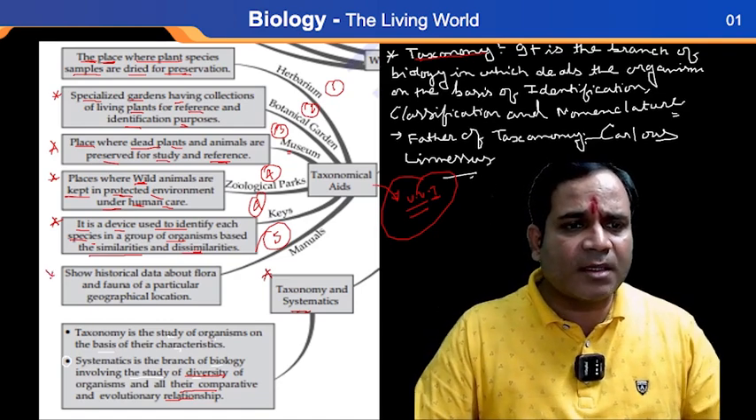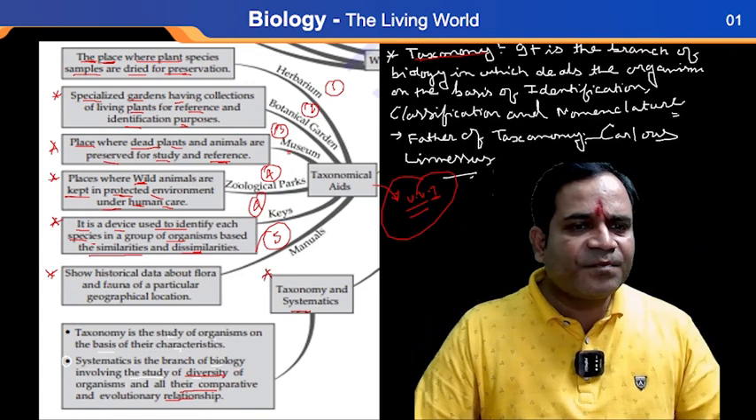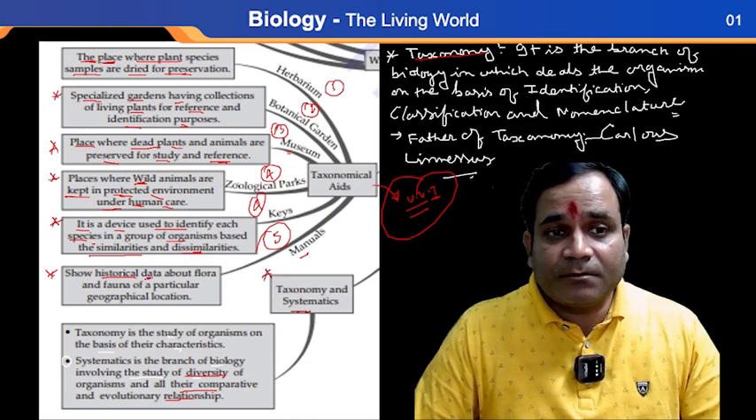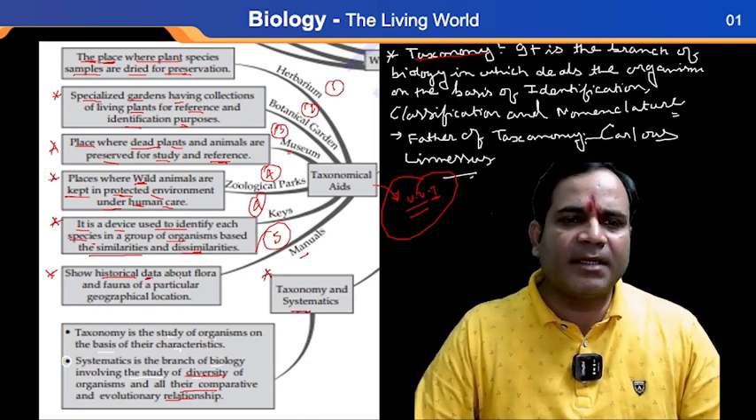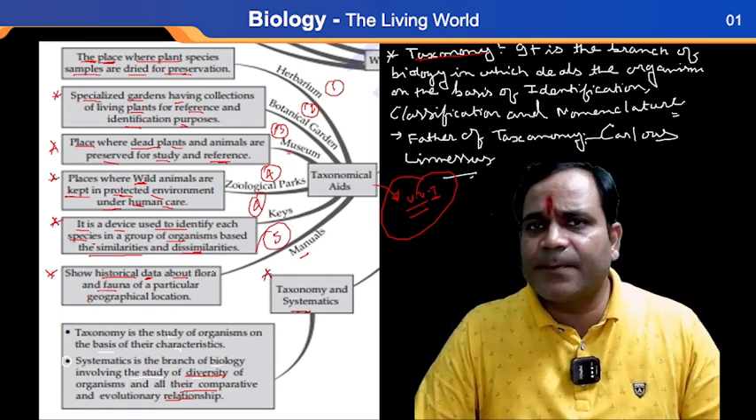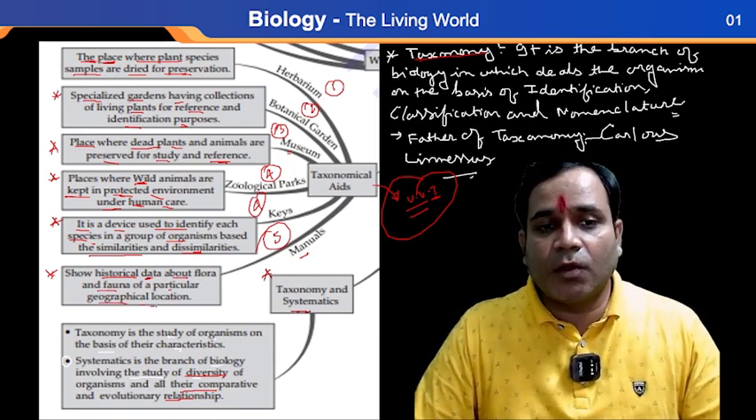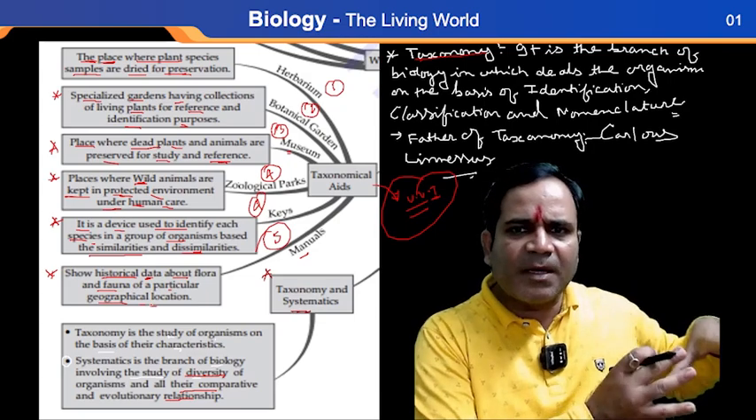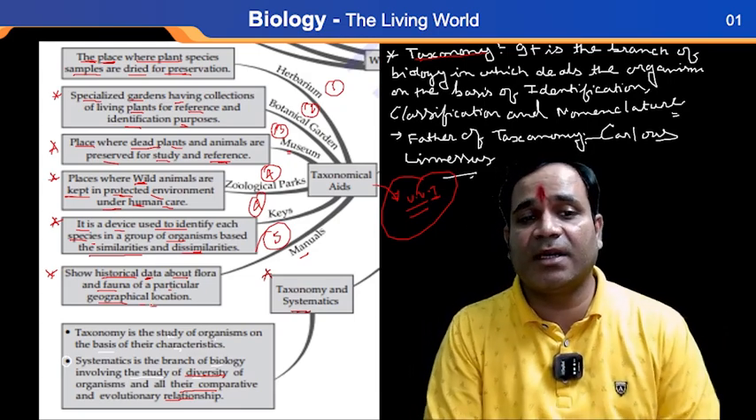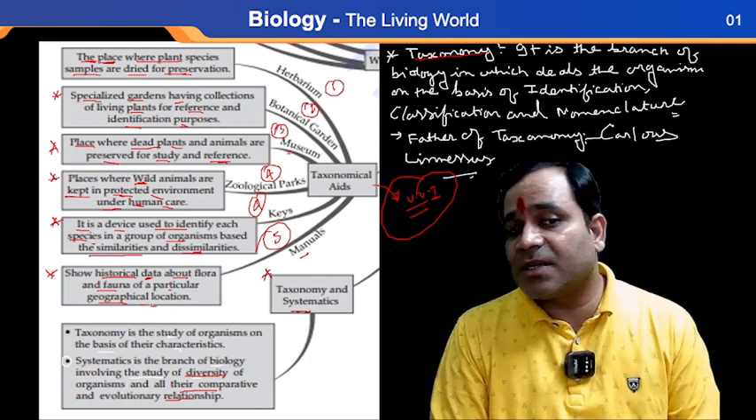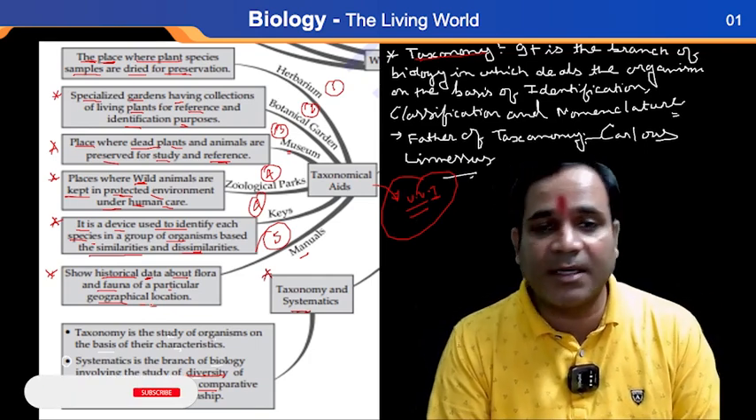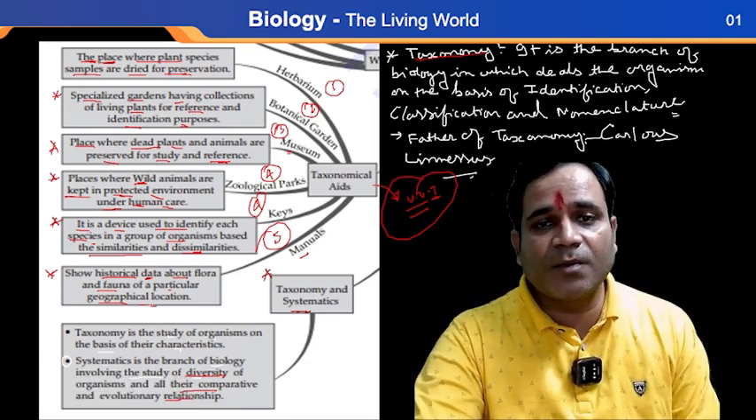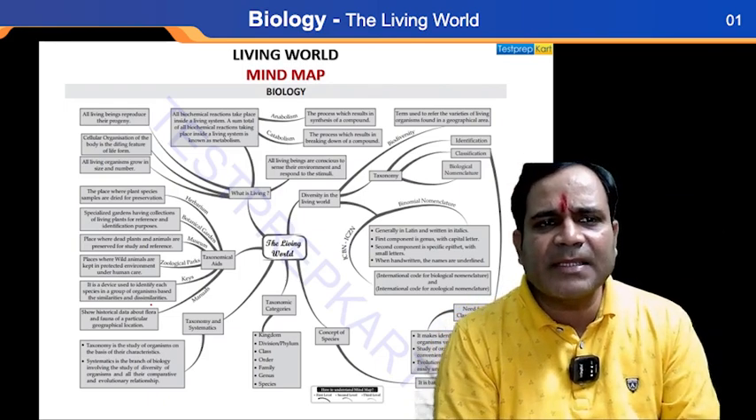Now, the last point is about the manuals. Fifth point: historical data. It means the data about the flora and fauna, where flora means plants and fauna means animals, of a particular geographical location. If I visit any particular geographical location, we study the flora and fauna of that area. All these things are given in the living world, my dear. Hope this mind map is clear.